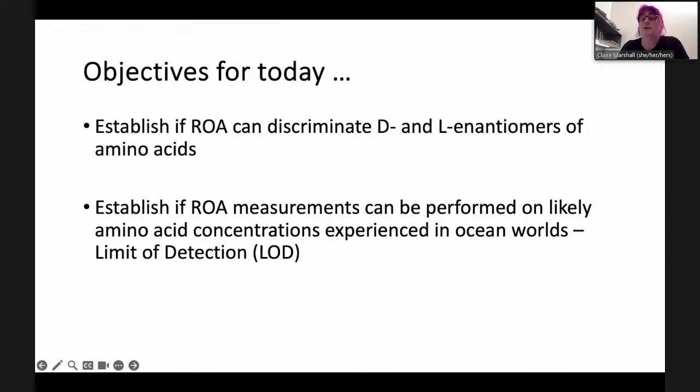And then the most important thing, particularly for instrument development, is to establish if our ROA measurements can be performed on likely amino acid concentrations that you would experience in ocean worlds. This is what we call the limit of detection, and it is an important part of the study. We use the current benchtop configuration to see what the LOD is, and then use that information to feed forward into instrument design in terms of revamping the whole optical train.